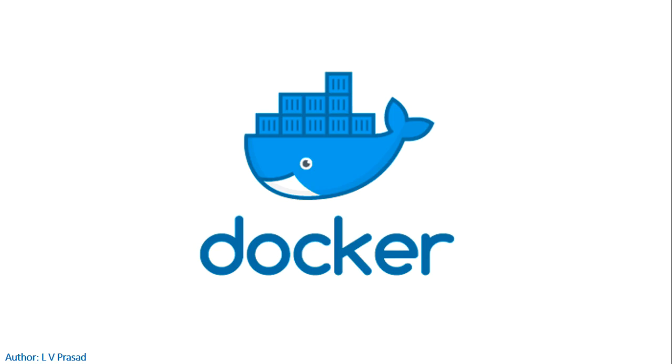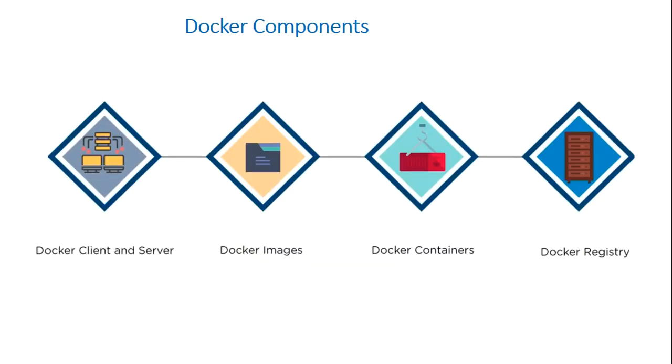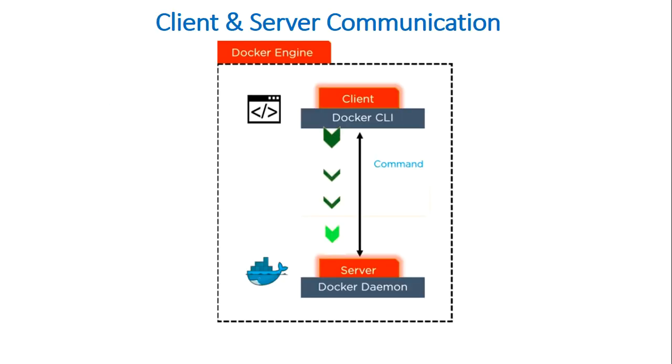Docker has a few components. Let's get into the individual details of it, and we'll also discuss the overall architecture and end-to-end communication of Docker. So the Docker components go like this: the client and server, images, containers, and the registry. Registry is nothing but the repository. So let's start with the client and server communication.